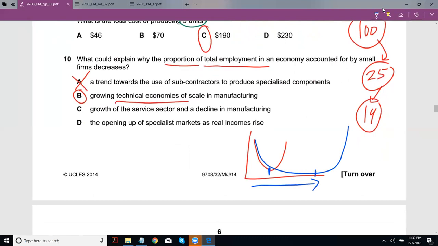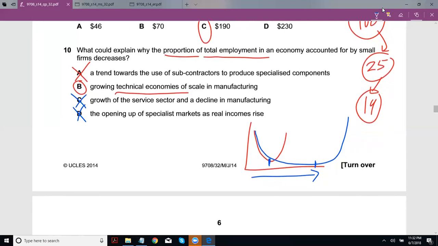If you look at the other options, growth of the service sector and a decline in manufacturing: the service sector, in fact, is more preferable for small firms. It's easier for small firms to set up in the service sector because of lower fixed cost and sunk cost and all. So that's wrong. The opening up of specialist markets: if specialist markets open up, that also helps small firms. So that would increase the proportion of total employment. It wouldn't decrease the proportion.